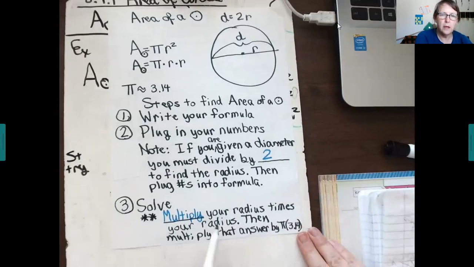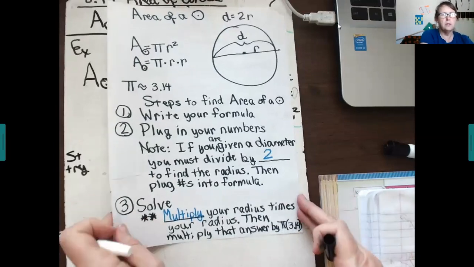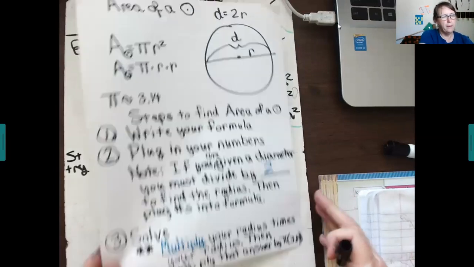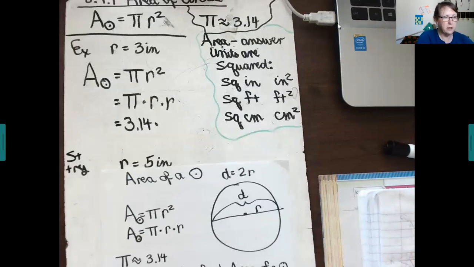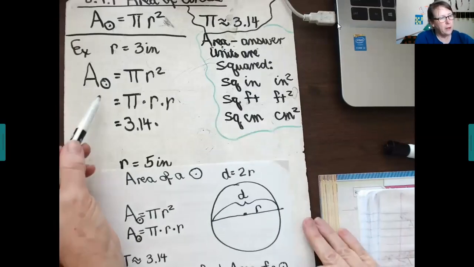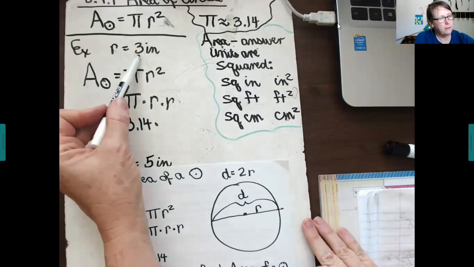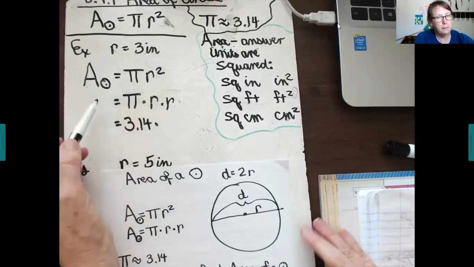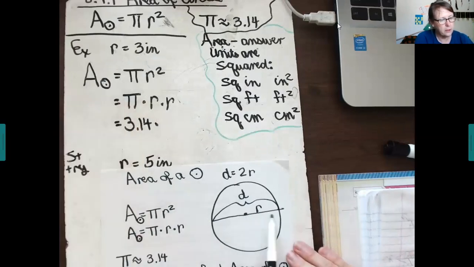This is how you will solve. Multiply your radius times your radius. Then multiply the answer by pi, represented by 3.14. So let's use these rules, okay? I've got the first one started already. Radius of 3 inches. Keep in mind, here's the radius, from the center to the outside edge.